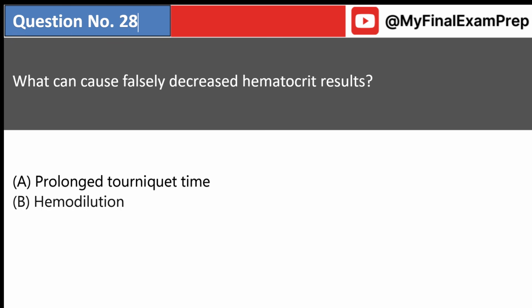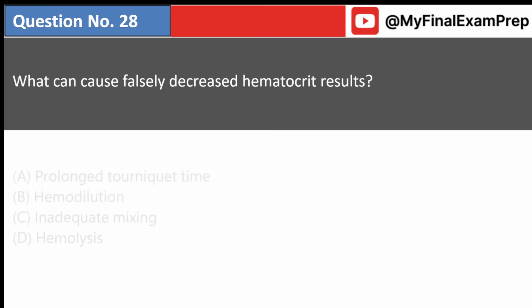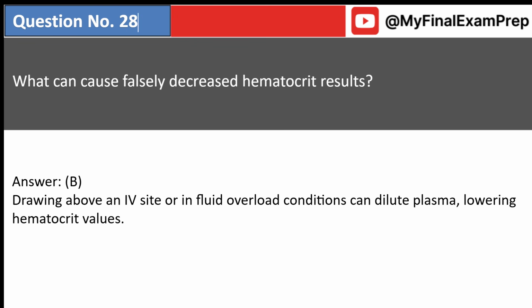What can cause falsely decreased hematocrit results? A. Prolonged tourniquet time. B. Hemodilution. C. Inadequate mixing. D. Hemolysis. Answer B. Drawing above an IV infusion or in fluid overload conditions can dilute plasma, lowering hematocrit values.